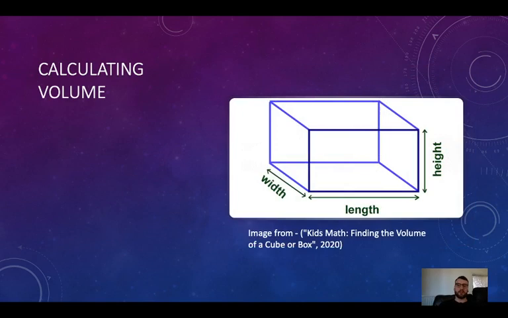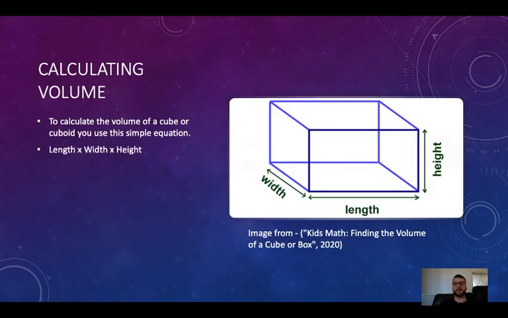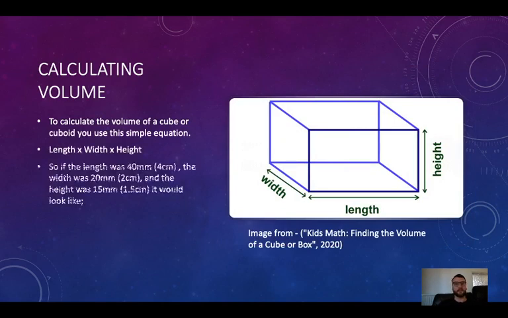So to calculate volume on a simple cube or cuboid, it's a very simple equation. It's length times width times the height. So let's say the length is 4 centimeters or 40mm, the width is 20mm, and the height is 15. It's going to look like this.